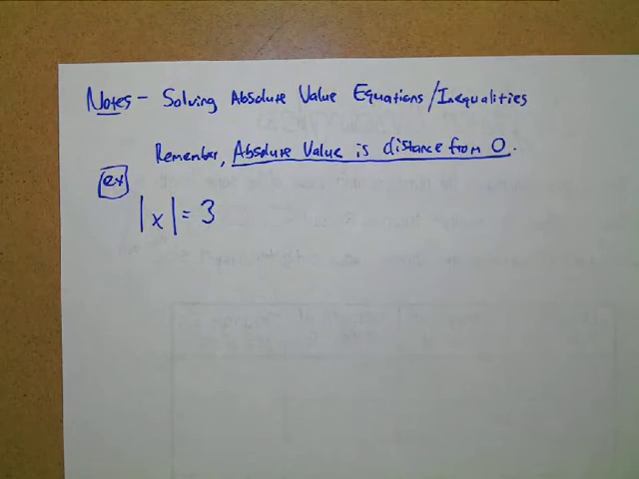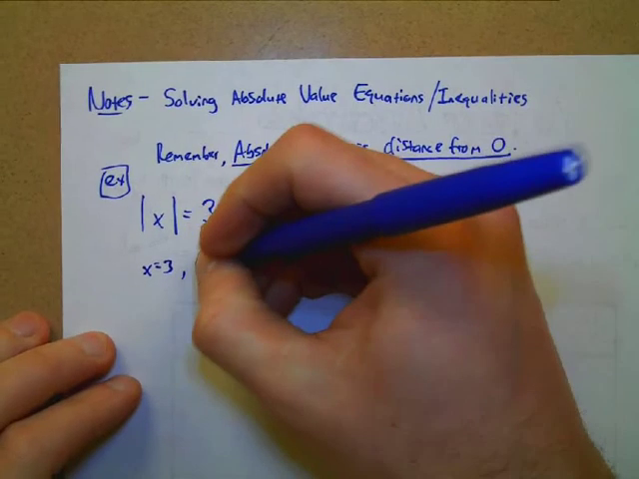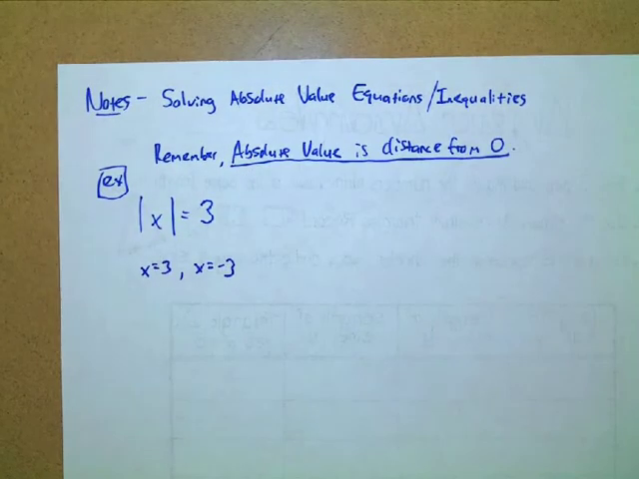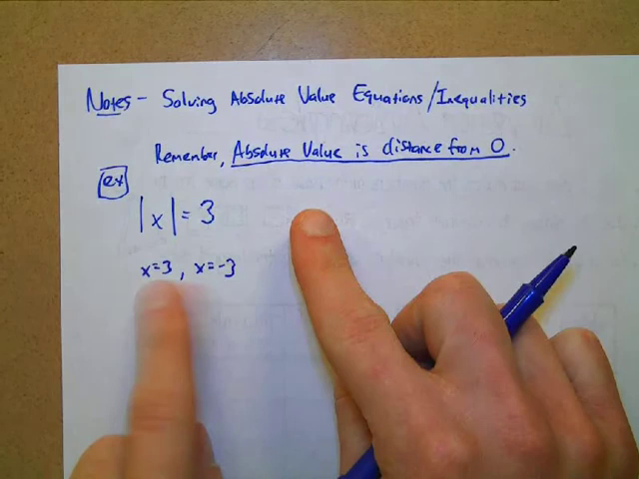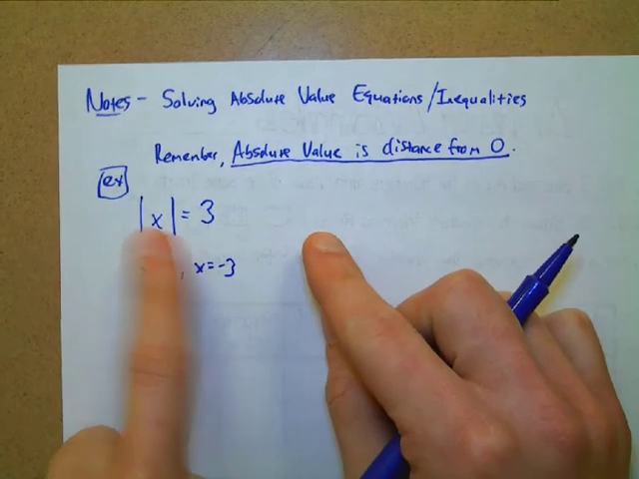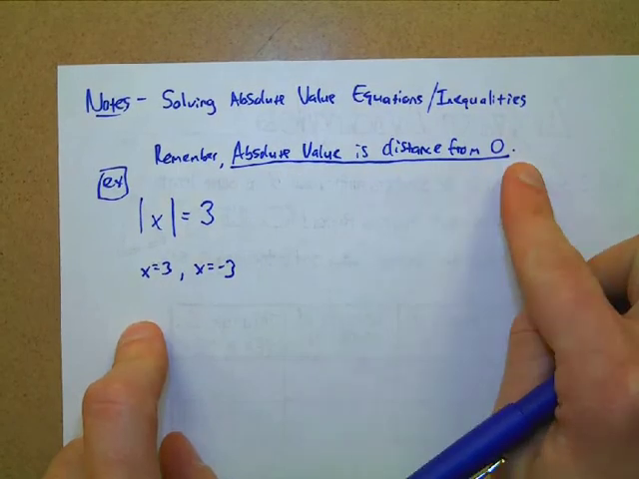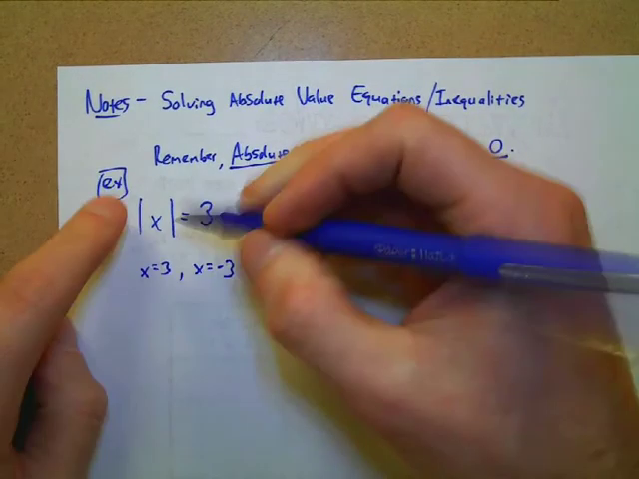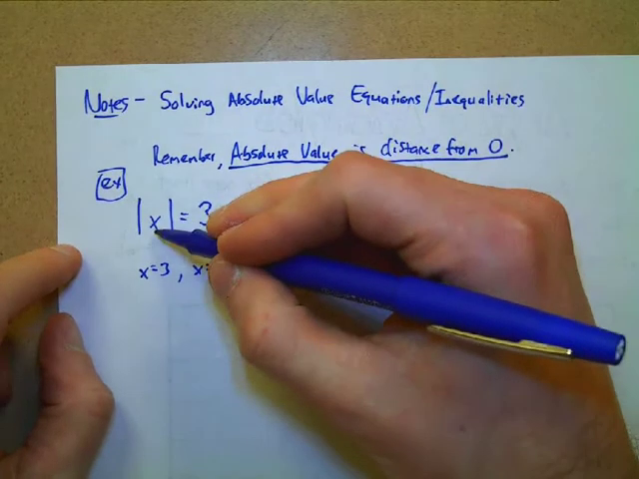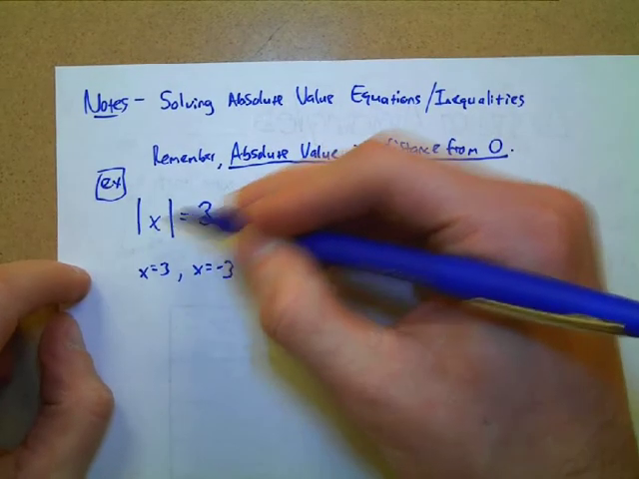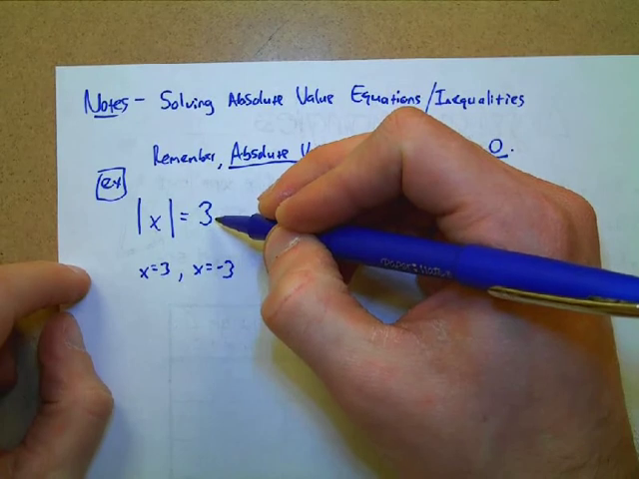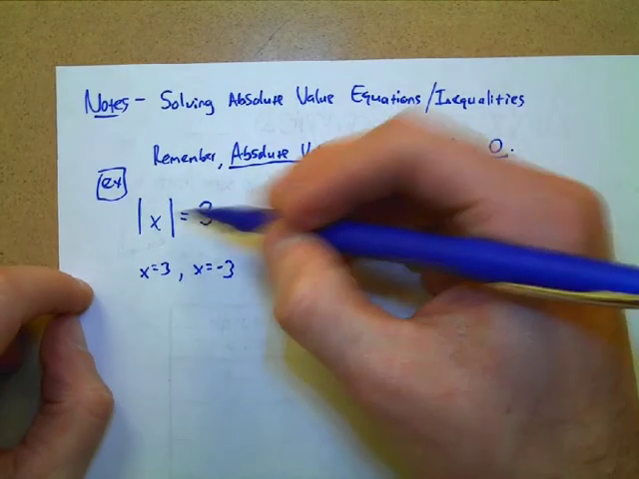So what x values make this equation true, Max? 3 and -3. Right. And if we think back to what absolute value is, these two answers should make sense. The absolute value of x is 3. If we think about absolute value as distance from 0, the distance of what's inside here has to be 3 units away from 0.